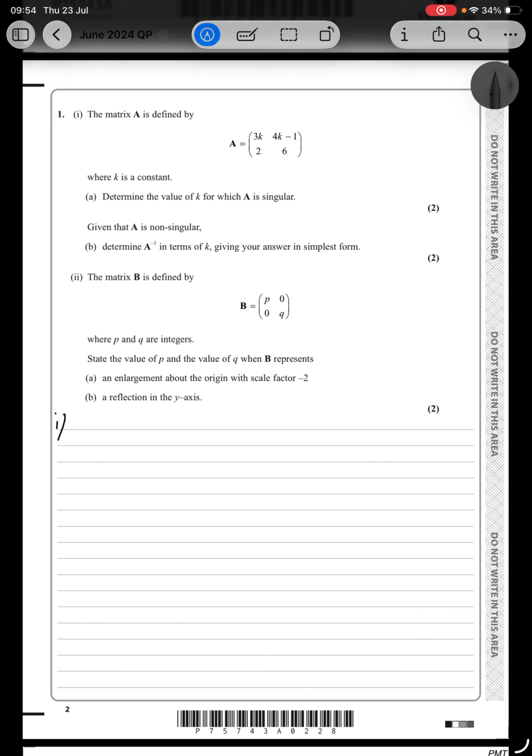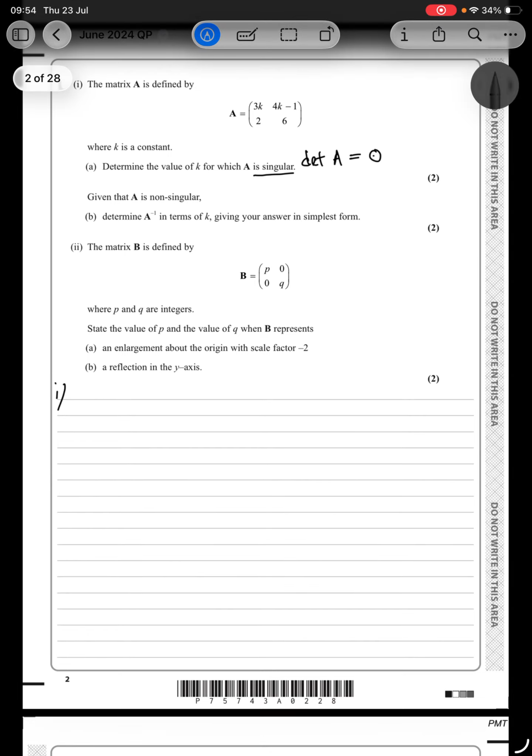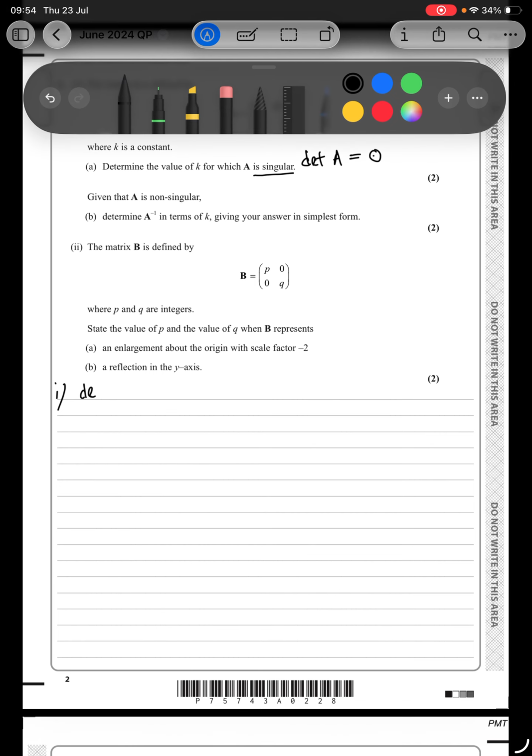So we need to know that if A is singular, it means the determinant of A is 0. So we find the determinant of A first. Let me just mark that's part A.